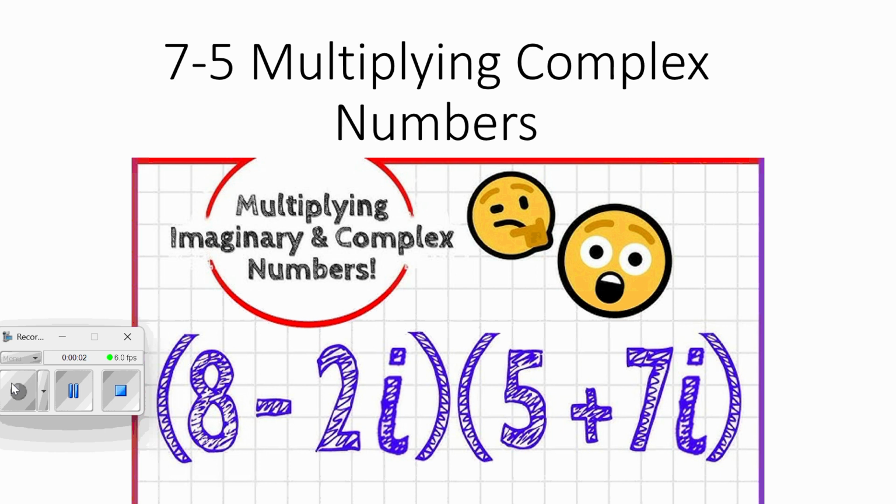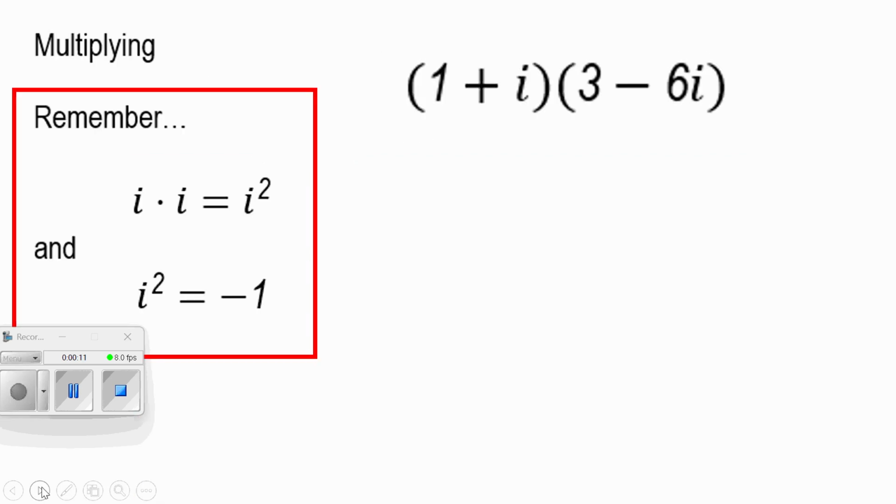Right, this is 7.5, and now we're going to multiply complex numbers, so multiplying numbers that have i in them. If you remember, we said earlier that i times i is i squared, and that i squared equals -1. Those are two very important rules to remember.